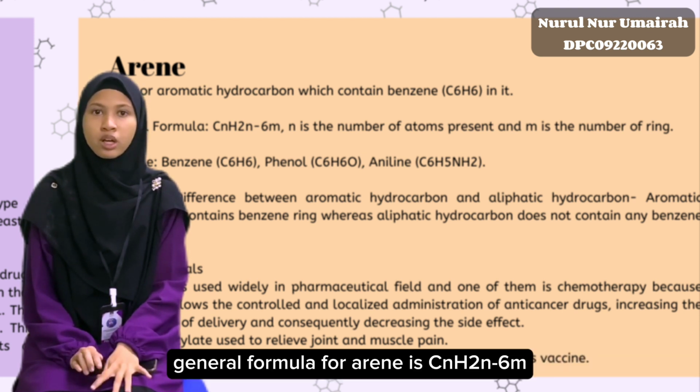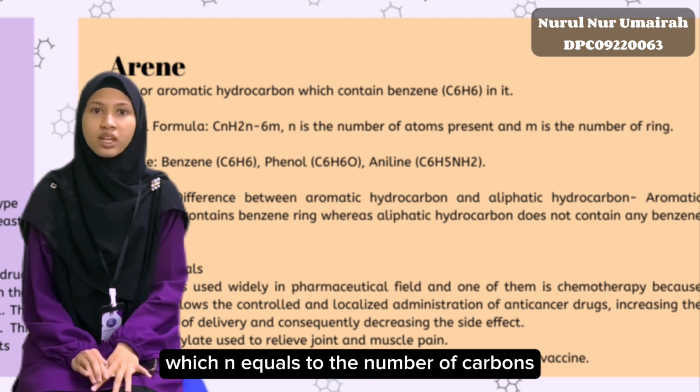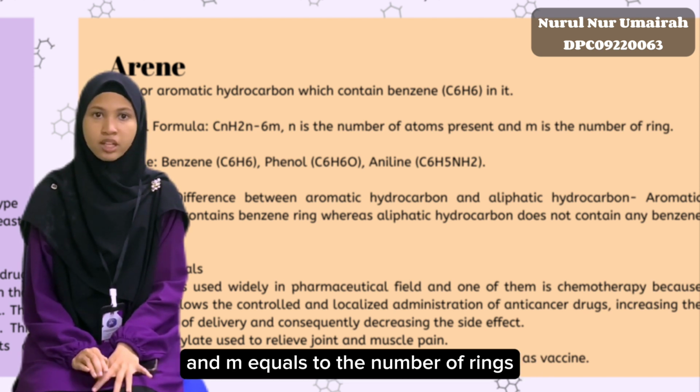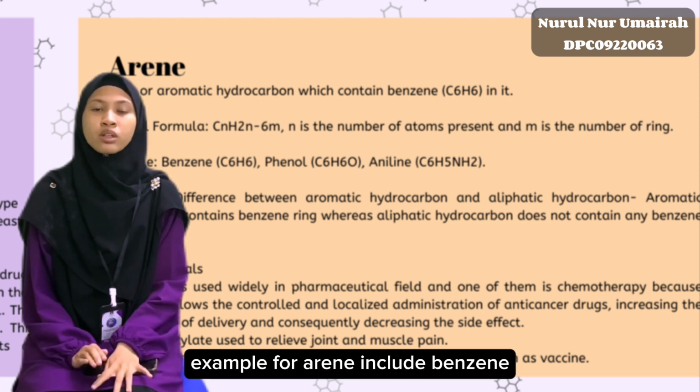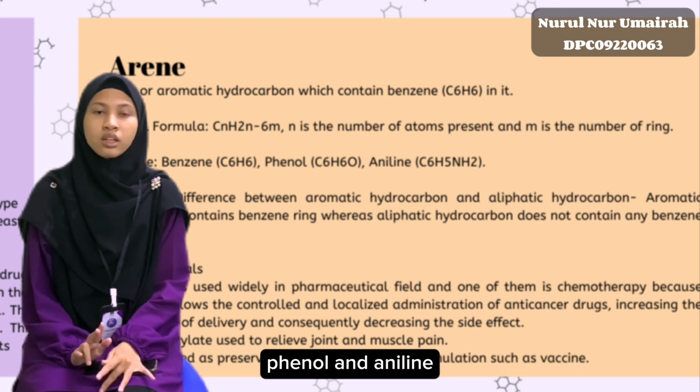General formula for aryl is CnH2n-6m, where n equals the number of carbons and m equals the number of rings. Examples for aryl include benzene, phenol, and aniline.